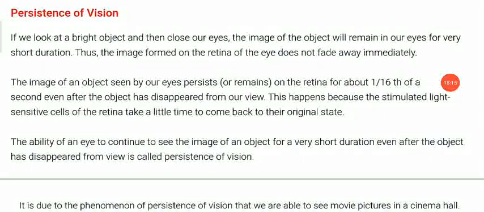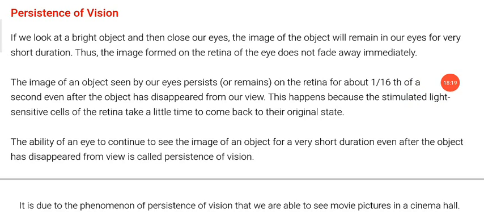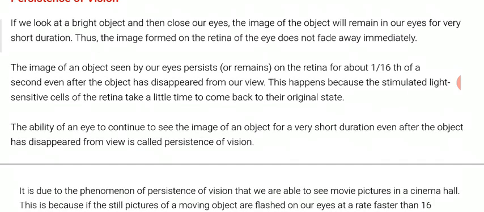Okay, next is persistence of vision. If we look at an object and then close our eyes, the image of the object will remain in our eyes for a very short duration. Thus, the image formed on the retina of the eye does not fade away immediately. So it means the image of that particular object persists, like we keep seeing it.